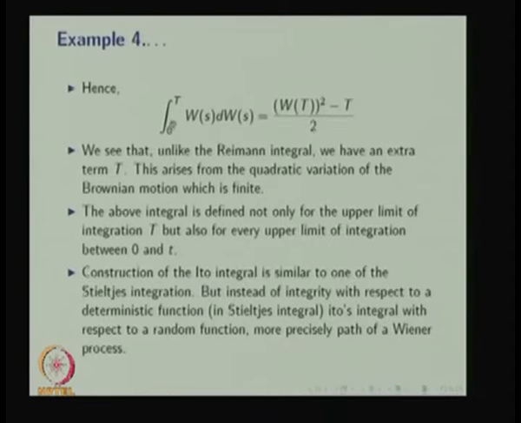Therefore, this integration from 0 to small t of Ws dWs is nothing but Wt whole square minus t by 2, where both the t's are small letter variables.